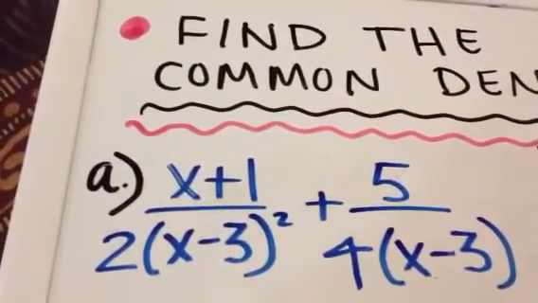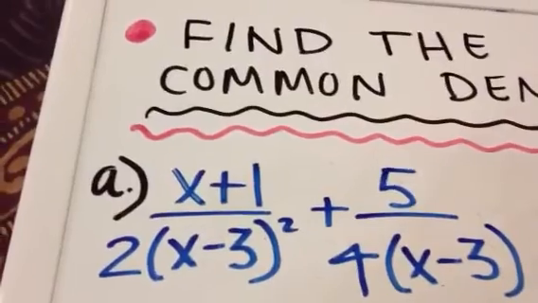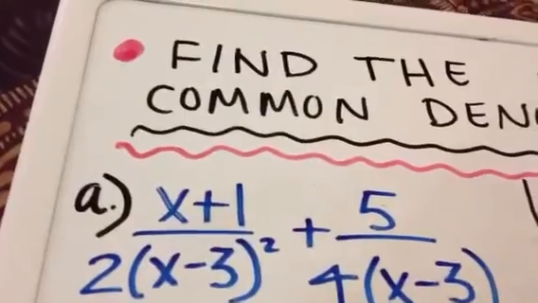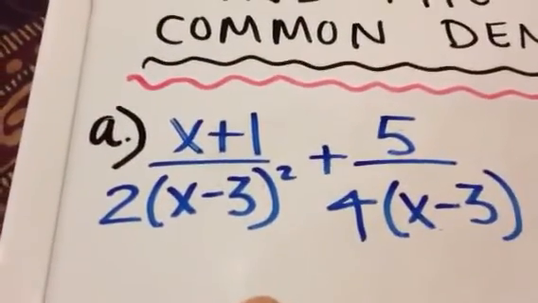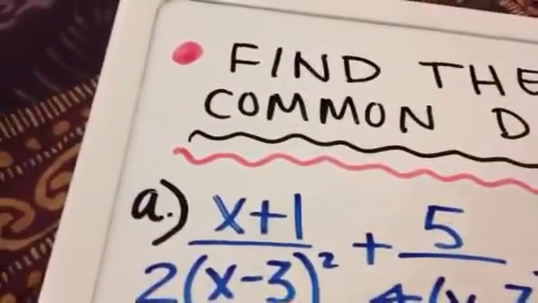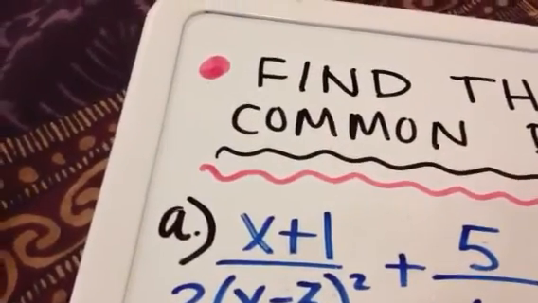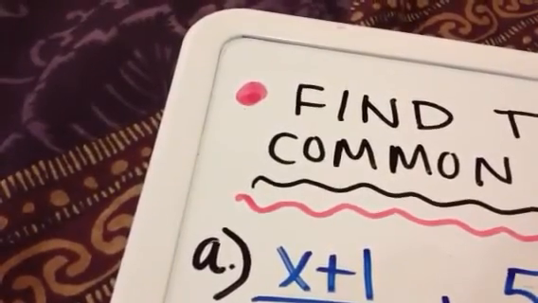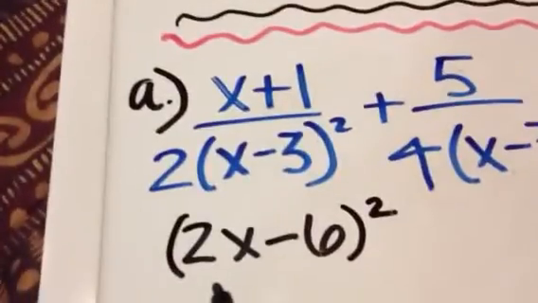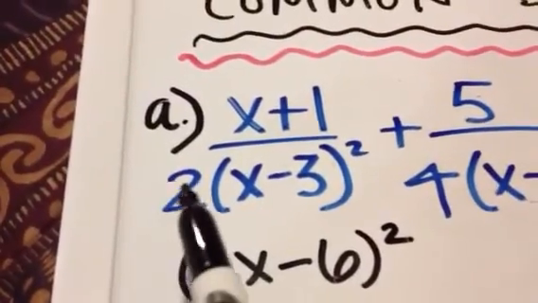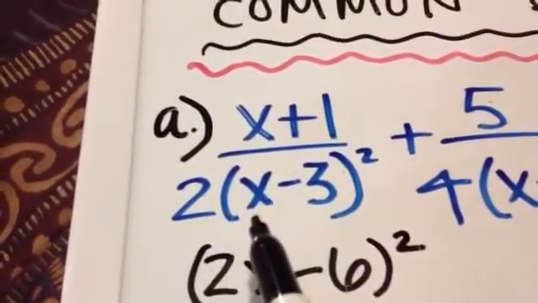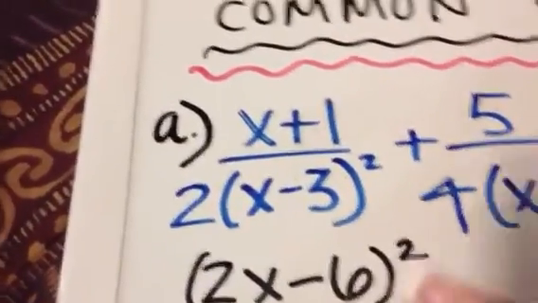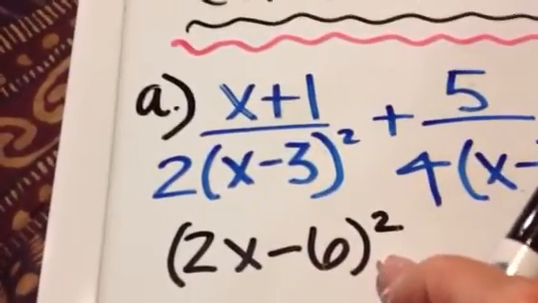First start out with making your 2(x - 3) raised to the second, take it and make it (2x - 6) squared. Now, we got 2x - 6 by distributing the 2. 2 times x is 2x, and 2 times a negative 3 is negative 6. But it's still squared, and you can't forget that.